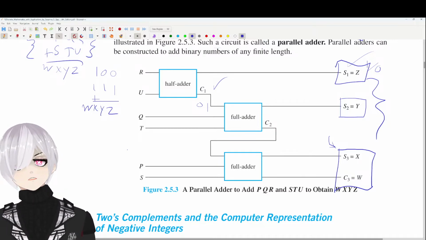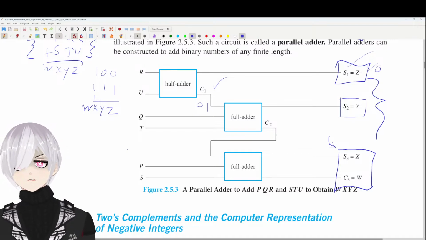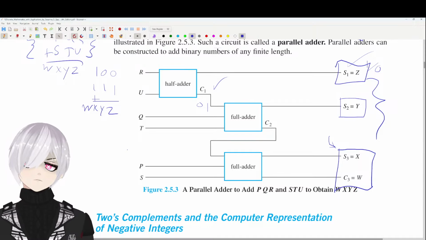Yeah. Well, I guess maybe not anymore. I guess that's what S2 was when we were looking at the mechanism of the full adder. But now we're just taking C1 plus Q plus T. We're just going to call the sum of that C2 S2. So S2 is just whatever the rightmost digit of that sum is.